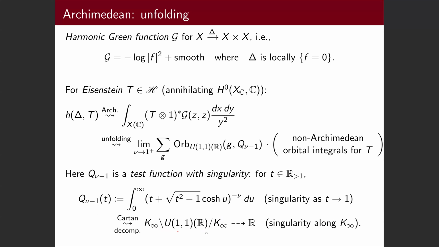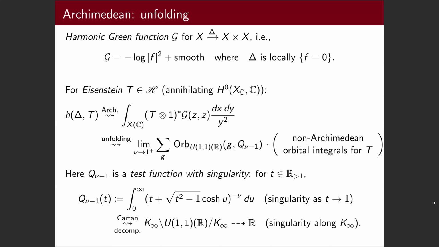to a diagonal torus, like the diagonal torus in SL2, and so this one parameter will correspond to this one parameter t. So this Legendre Q function then gives a test function with a singularity along this compact, along K, at infinity.